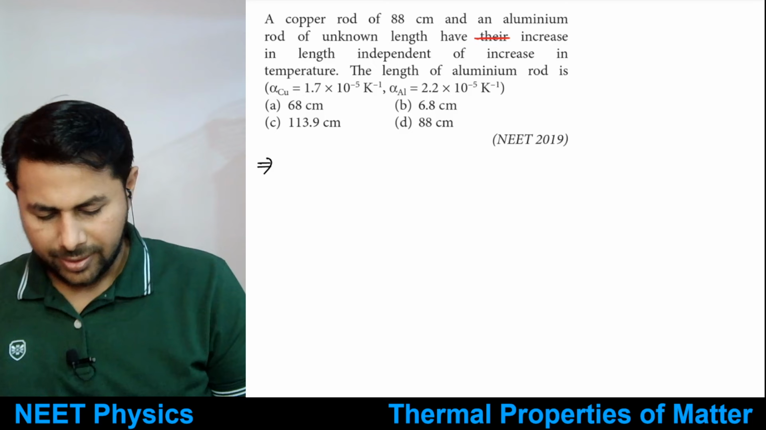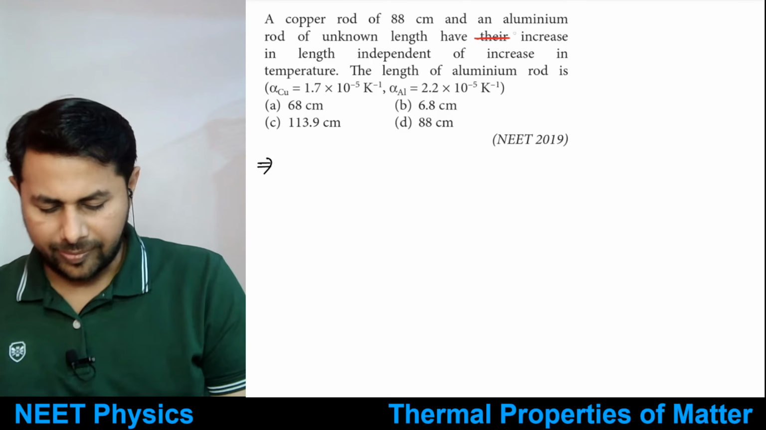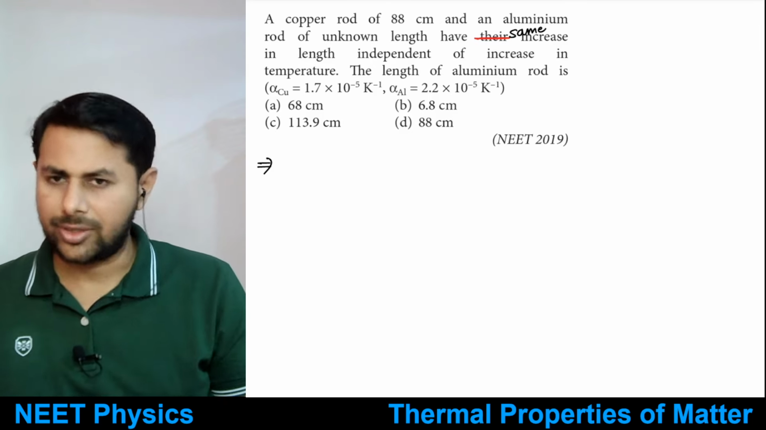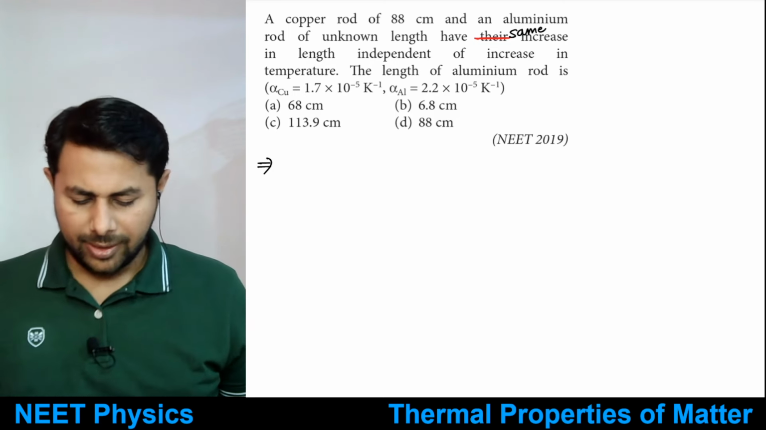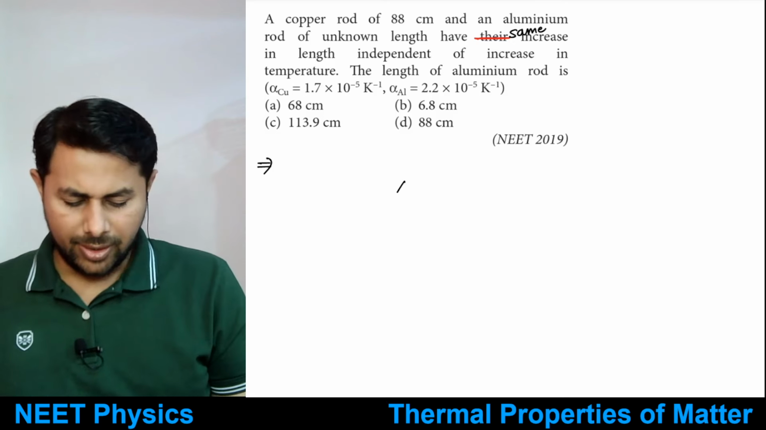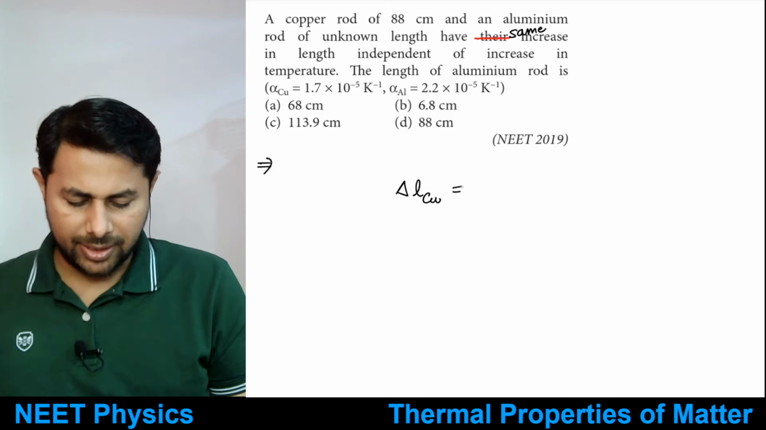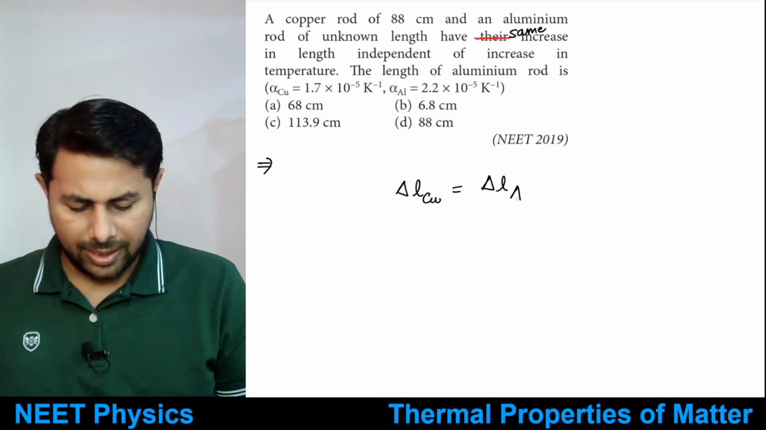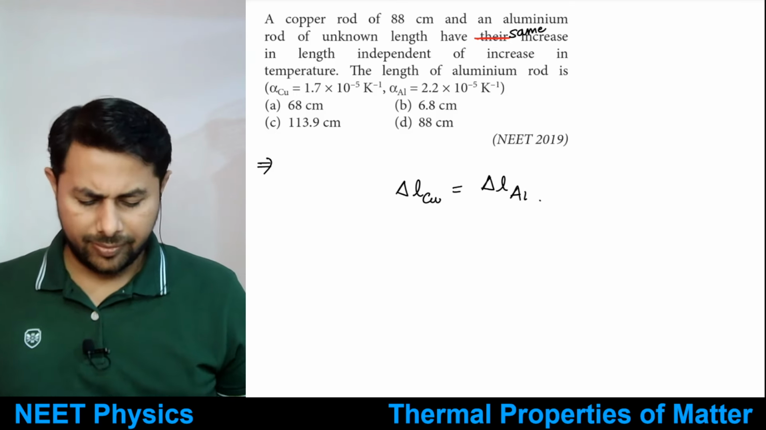What they have given, in the original question, is that their increment is the same. So if they have the same increment in length, delta L for copper is equal to delta L for aluminum, right? And what is delta L?